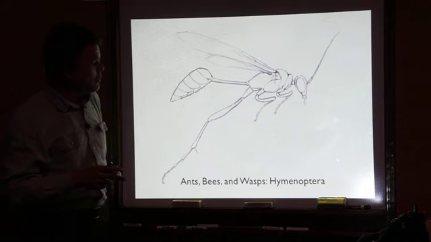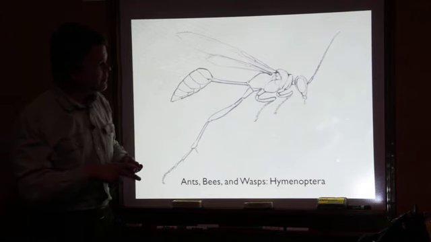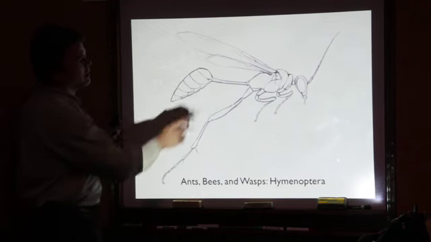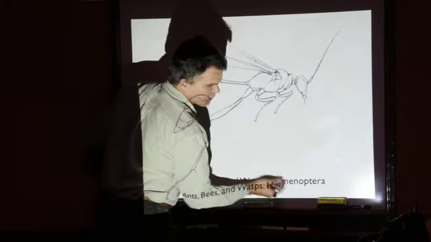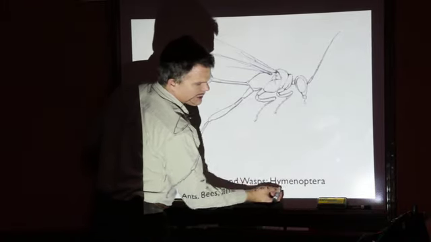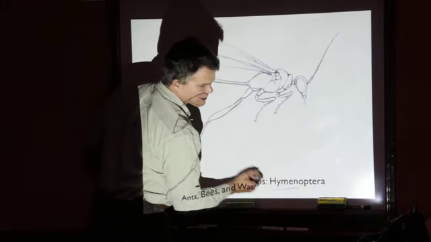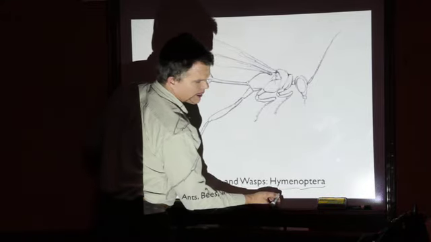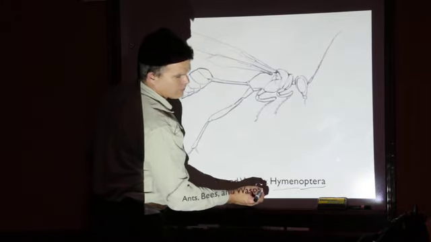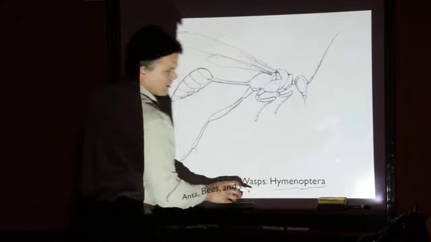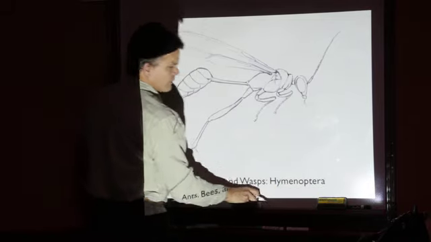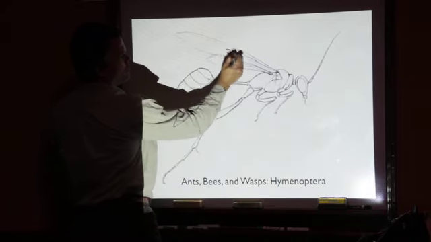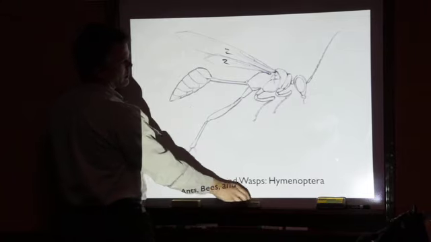Right. So the tricks for drawing this group, oh, this is kind of fun. Their name, Hymenoptera, means membrane-winged. Hymen means a membrane. Ptera means winged. So it's a membrane-winged thing. Four membranous wings. Two big wings, two small wings.